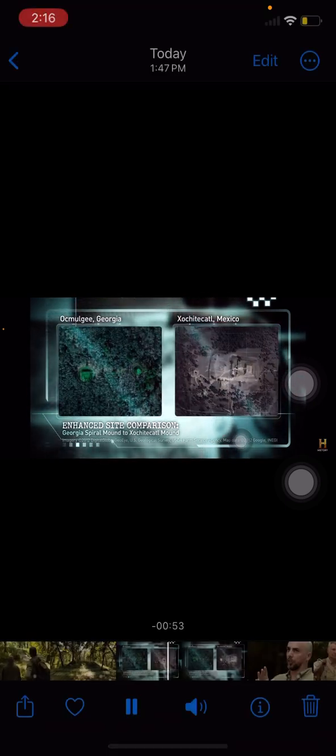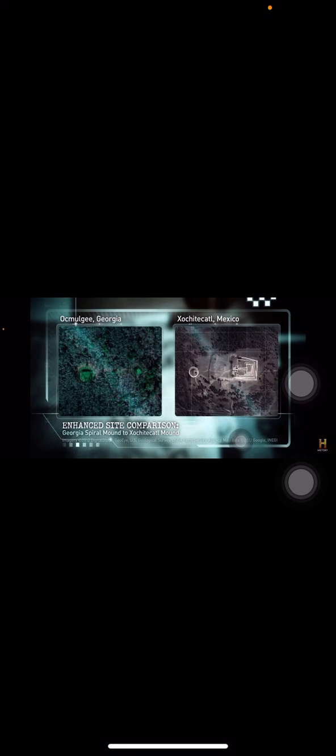5 levels. Even maybe a fifth one up there. This is cool as hell. There's a site called Xochitecatl in Mexico, and it's the only other place in North America or Central America that has a spiral mound exactly like this, where you follow the spiral to the top. See what I'm saying? They couldn't tell us it was the Olmecs, y'all.